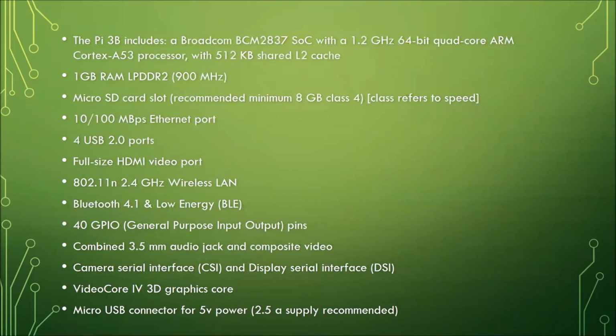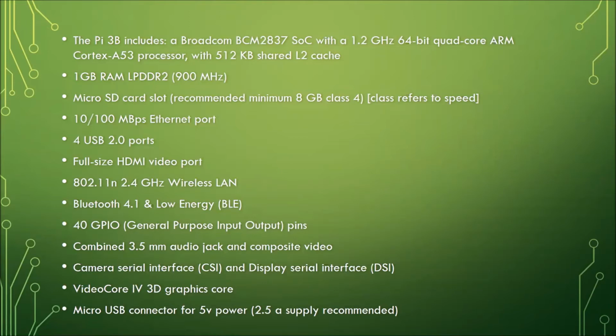If you're not familiar with SD cards, class refers to the operating speed, and a higher number means it runs faster. It has a built-in 100 Ethernet port, built-in 4 USB ports, a built-in full-size HDMI port. It has wireless LAN available, Bluetooth. I'm not using that in my application.